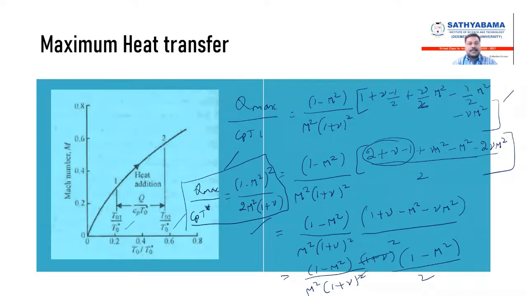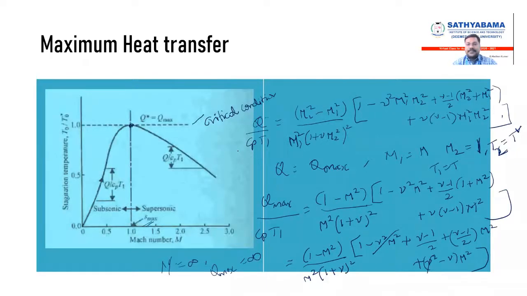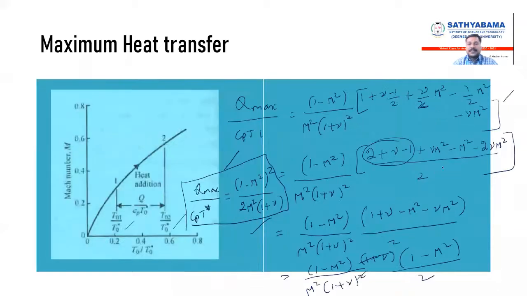So this is your important 8-mark question. You have to simplify and make the common expression, and then you have to bring out the Q max condition. M1 is equal to M and M2 is equal to 1, and T2 is equal to T star, T1 is equal to T. And you are bringing out this expression and simplifying it, and then finally you are going to derive this Q max by Cp T1 equal to (1 minus M square) whole square divided by 2 M square (1 plus gamma), right?